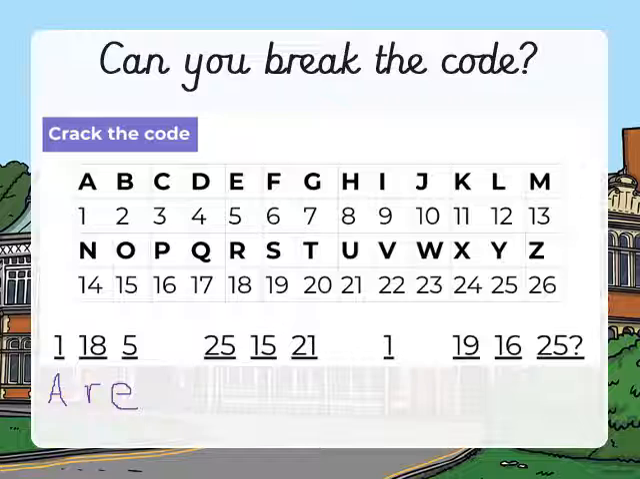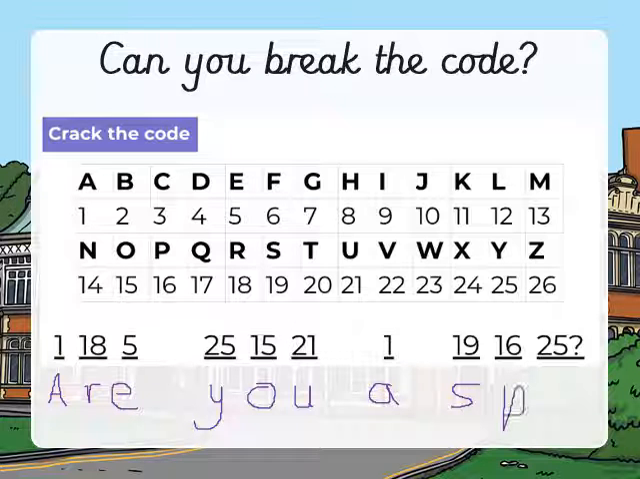Did you work out what the code is? I'm going to see if I can work it out now and see if we're correct. So 25, the third word's are. 25 is ya. 15 is are. 21 is you. Okay, and the next one, are you a, I wonder what the last word is. 19 is s. 16 is p. And 25 is yeah. Are you a spy? That's what the code says.